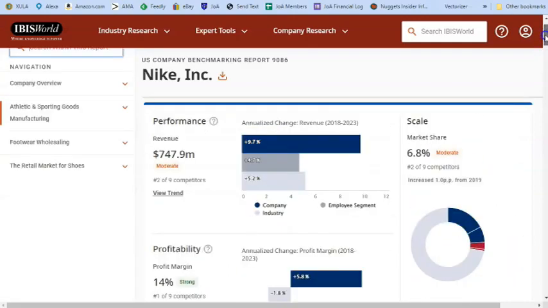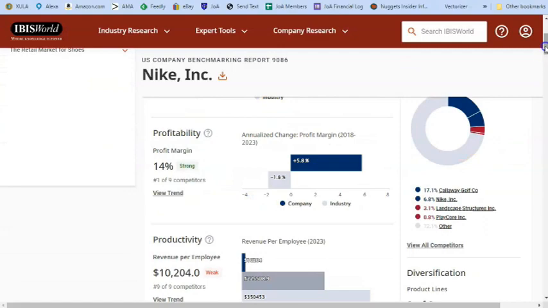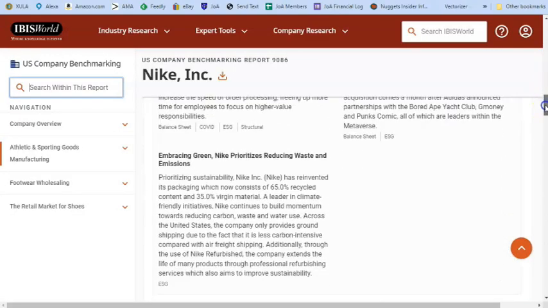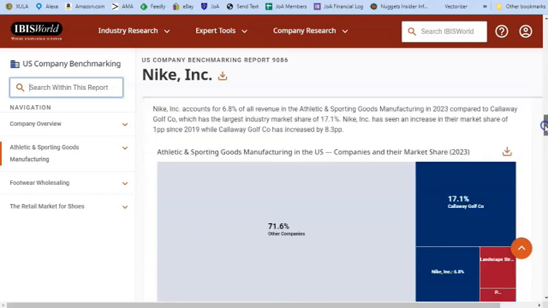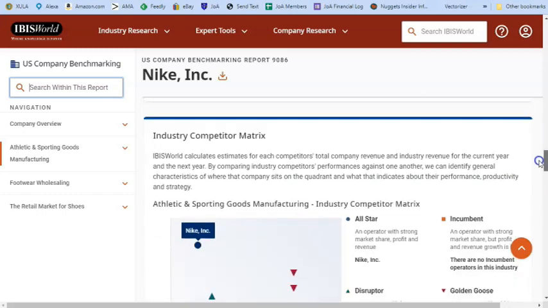So I've got some great data here about their revenue, their profitability, productivity ratings, recent news about Nike, trends that are affecting the industry. Wow, Callaway Golf Company is beating them out here. Wow. Learn something new every day.